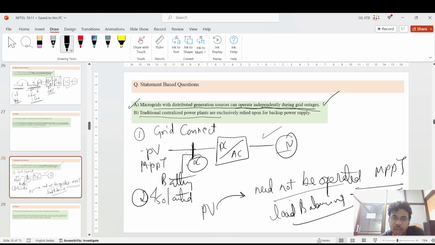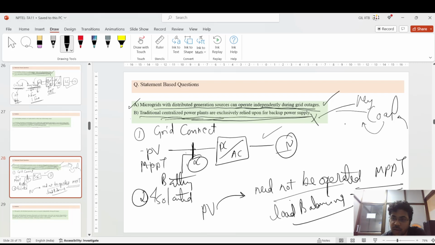First statement true. Second statement is saying that traditional centralized power plants exclusively rely upon backup power supply. That is false. Why? Because if you see the traditional centralized power plants, suppose you have a hydro power plant and a coal-based power plant, they actually don't need any battery backup. That battery backup is for a different use.